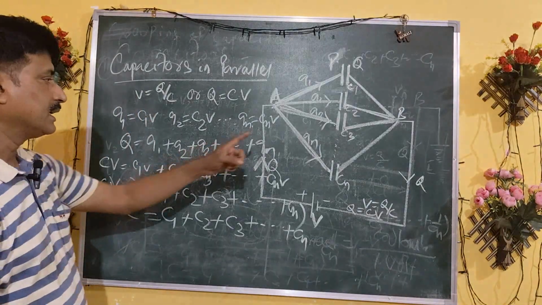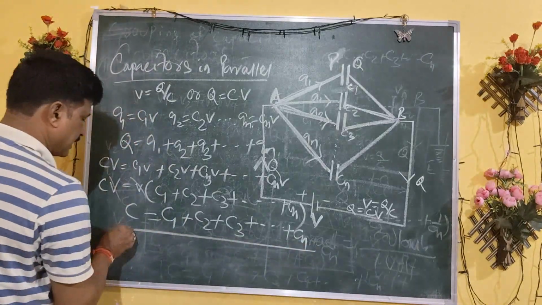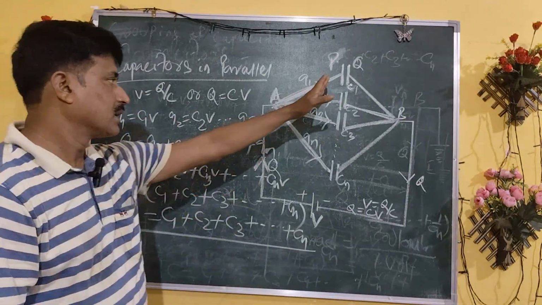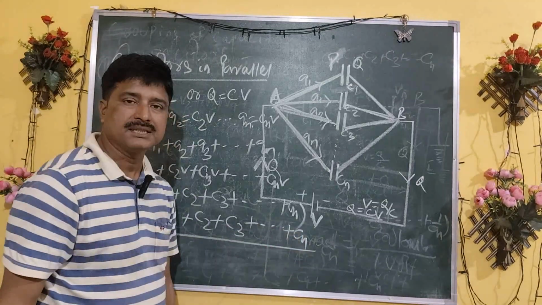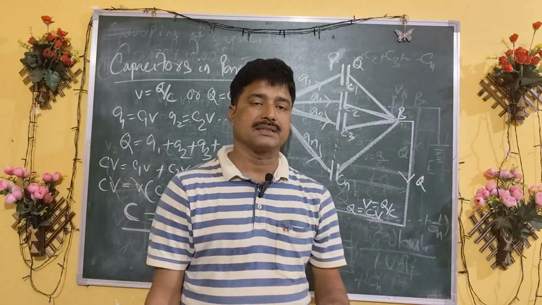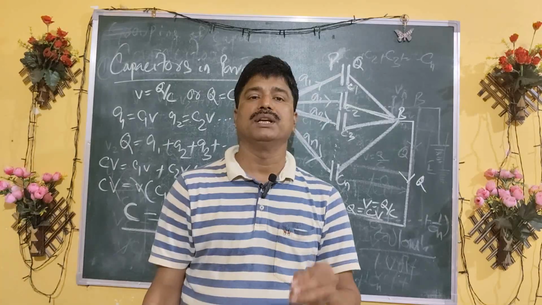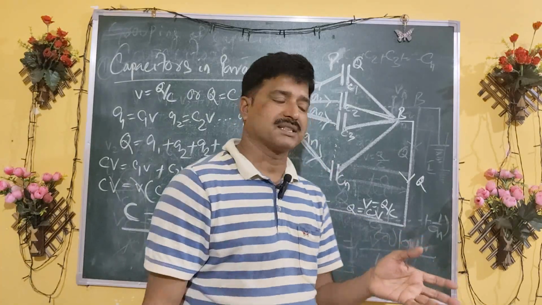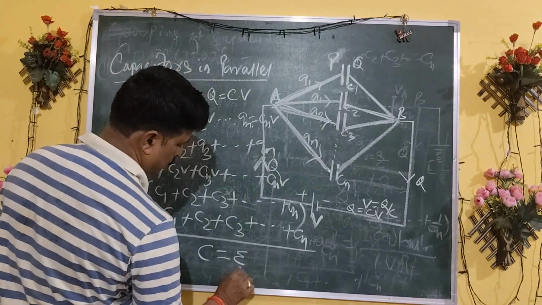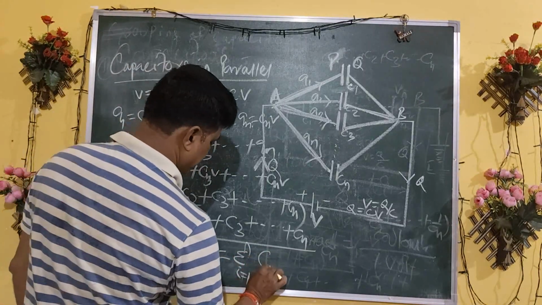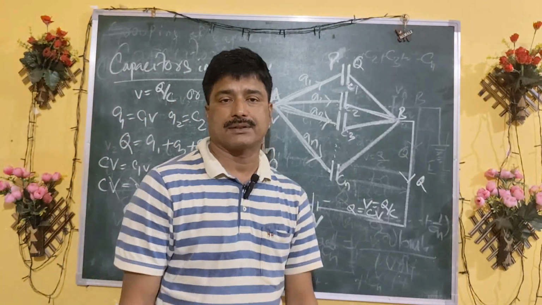See, here we have seen the capacitors in a parallel connection and we found that the net capacitance of the parallel connection is equal to C1 plus C2 plus C3 plus C4. That means the net capacitance of capacitors in parallel connection is equal to the sum total of the capacitances of all the capacitors. That means we can write C is equal to sigma i equals 1 to n of Ci. This is the net capacitance of the capacitors.